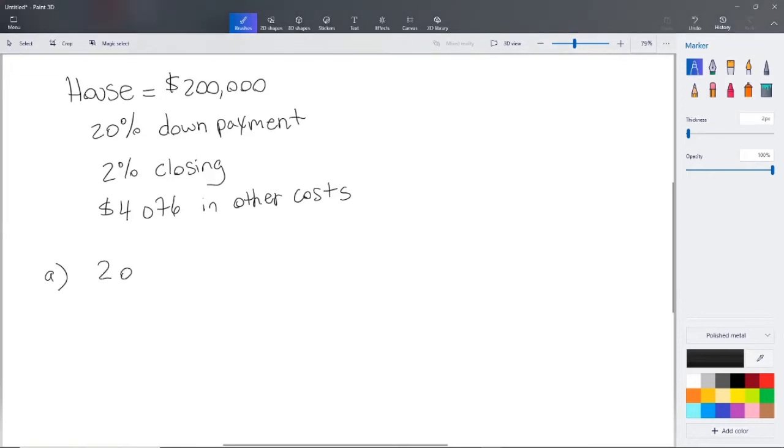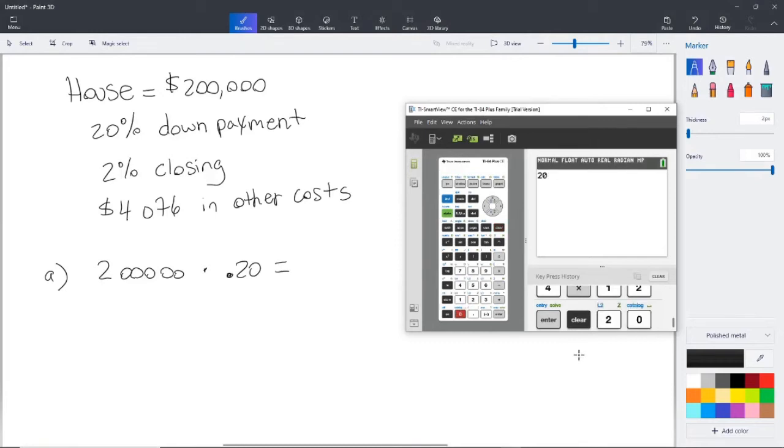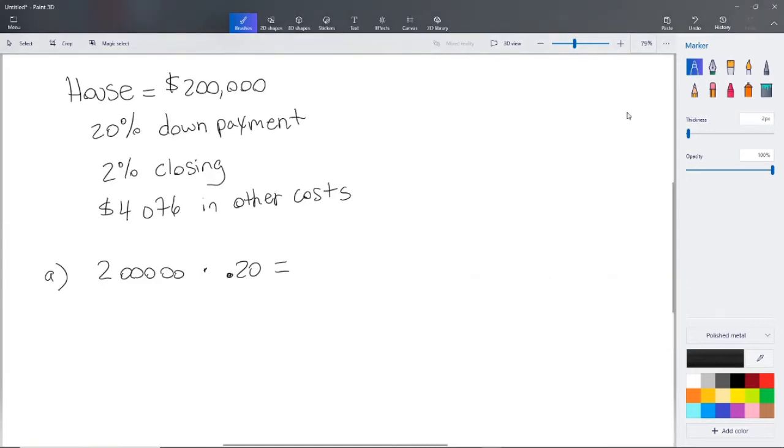200,000 times 20%. Again, we don't want to put 20% there. We're going to put down the decimal equivalent, which is 0.20. So let's bring our calculator up and calculate. 200,000 times 0.20. So it looks like $40,000 is going to be our down payment. So that's quite a bit of cash to bring to the closing.